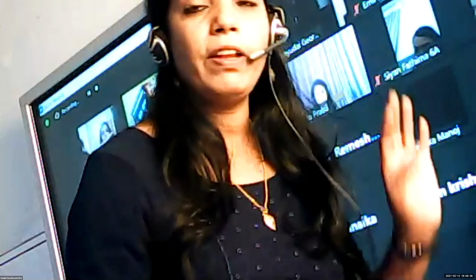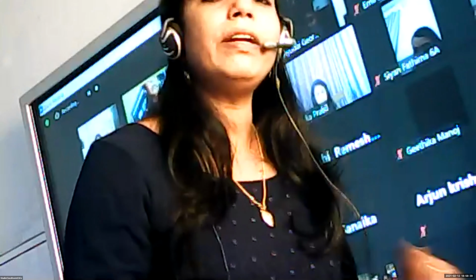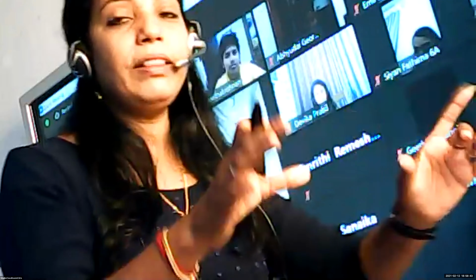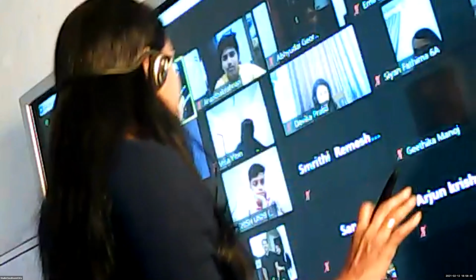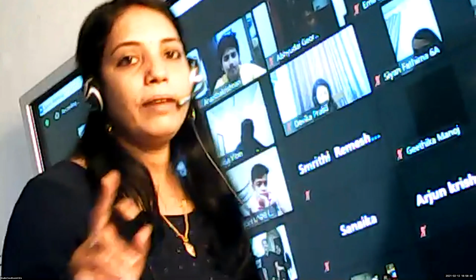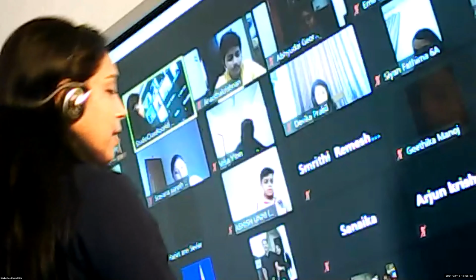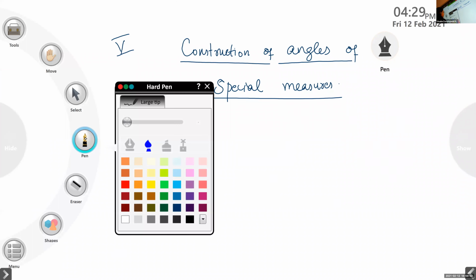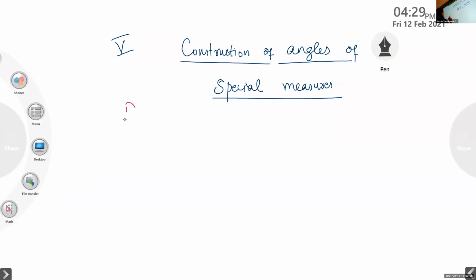So here we will not use the word draw. We'll use the word construct, because we are constructing it with a compass and a ruler. Clear, children? Shall we do it? In that, the first one is the 60 degree angle.